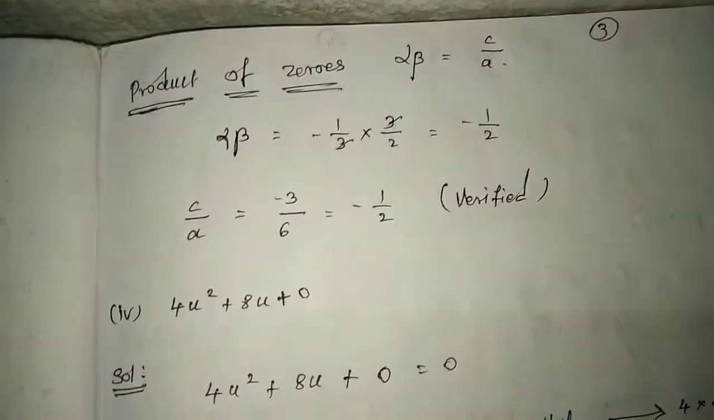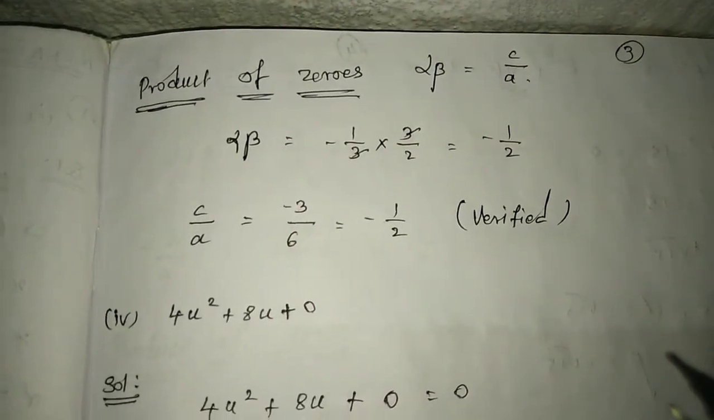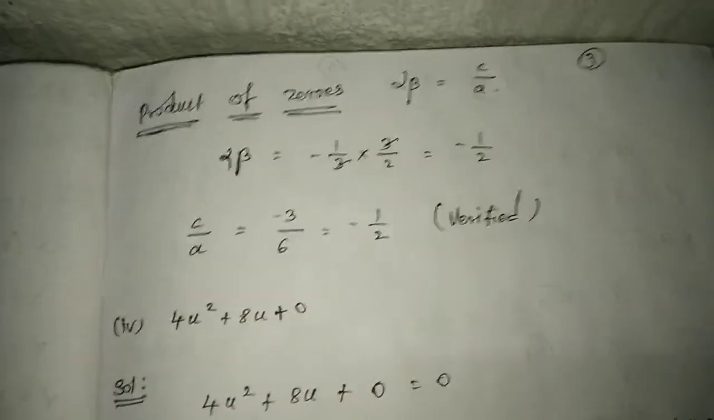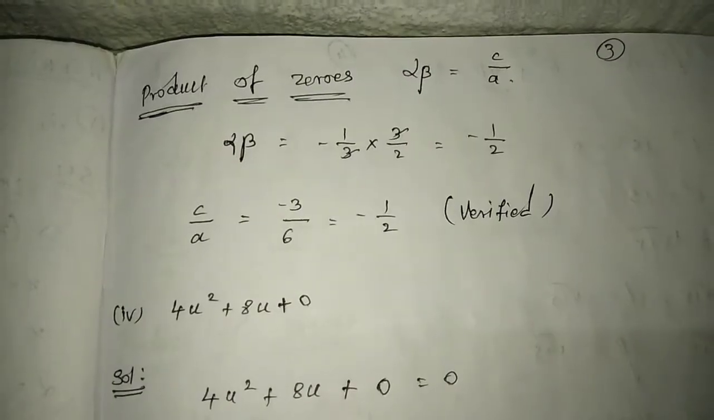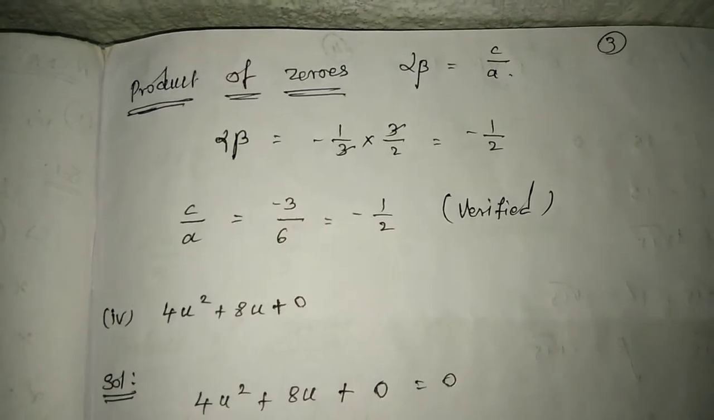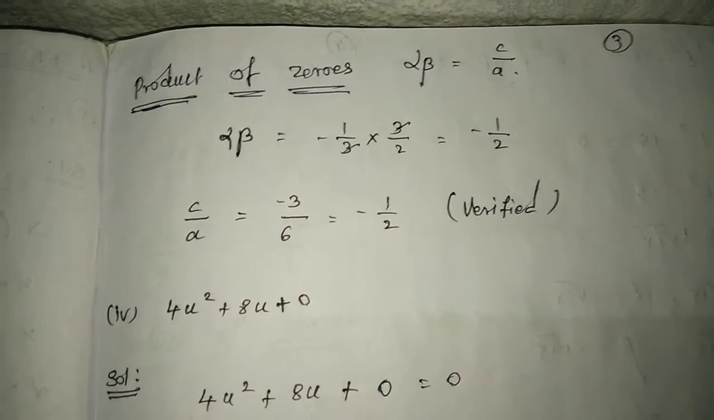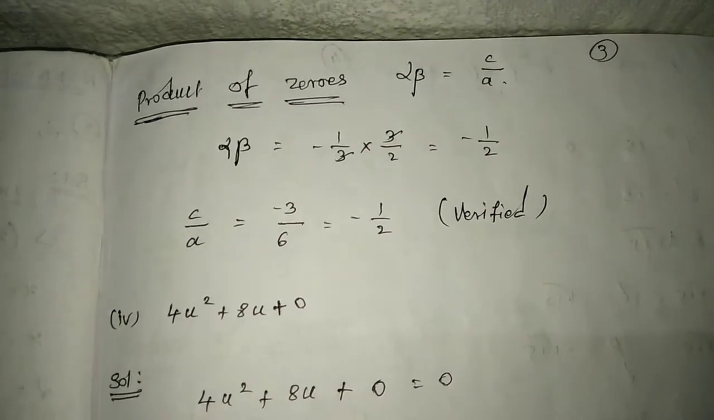Next, the product of the zeros. Alpha into beta is equal to c by a. So alpha into beta: the alpha value is minus 1 by 3, the beta value is equal to 3 by 2. So you can multiply minus 1, now the 3s are the same, so you can cancel the 3. Minus 1 into 1 is minus 1. Here 1 into 2 is 2, so minus 1 by 2 is the answer.